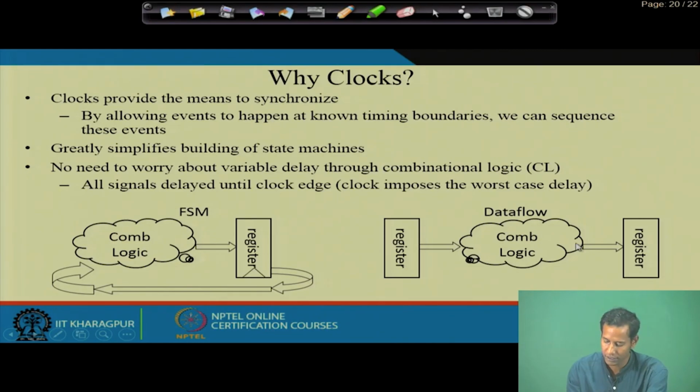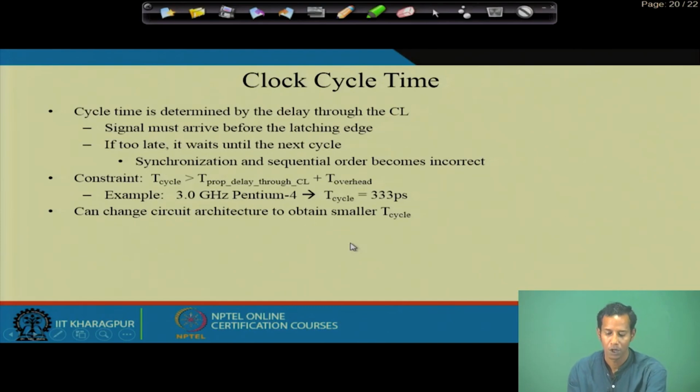If we see this, here is an example of one finite state machine, just one simple sequential circuit example. You see that you have these registers and in between you have this combinational logic, which is the data flow part of this particular circuit. Then how do we calculate the period or the clock cycle time? What is this clock cycle time? Clock cycle time is determined by the delay through the combinational logic.